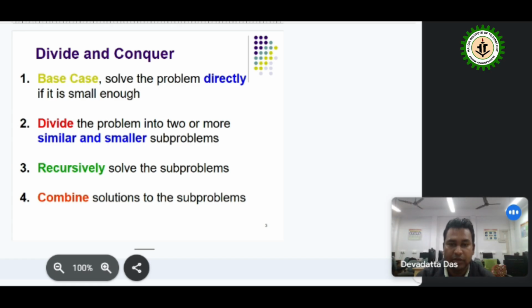So at first, in the base case, solve the problem directly if it's small enough. Then divide the problem into two or more similar and smaller sub problems, as I said previously, and then recursively solve all the sub problems, and then combine the solutions to the sub problems and create the final solution.